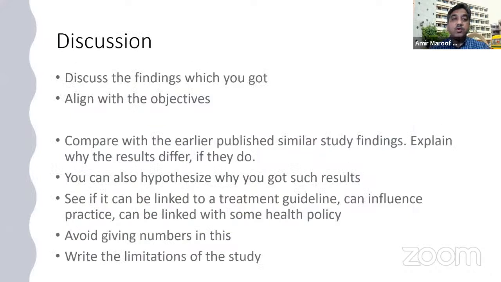After results, you will move on to the discussion section. Here you will discuss the findings which you have got, as per the objectives. Again, the order in which you wrote the results should be followed in the discussion. If you have written baseline characteristics first, then you discuss the baseline characteristics first. Then if you have written some descriptive analysis tables, you discuss those findings. Then if you have written some analytical tables, comparison by statistical test, you explain that. And then the complex analysis part you will explain.